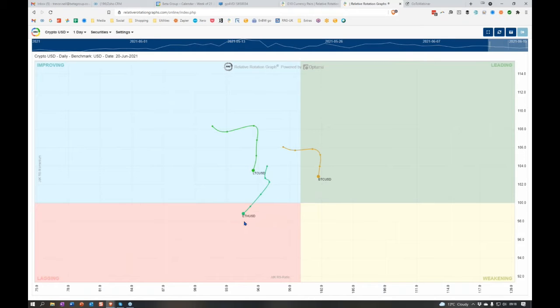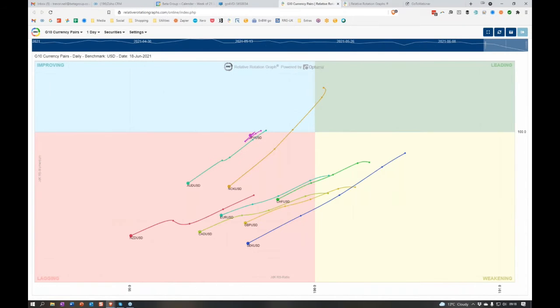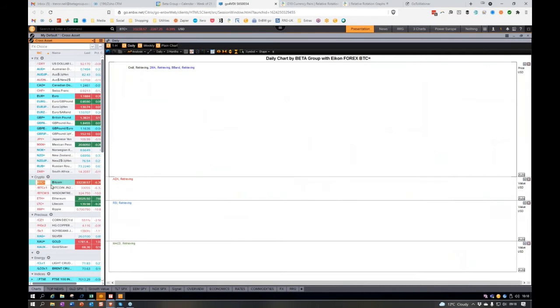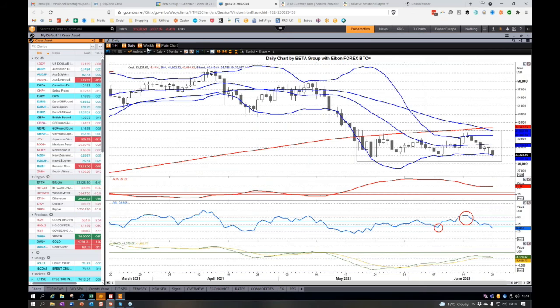Ethereum's in the wrong direction completely. It's heading southwest. That means if it's heading west, it's weakening against the dollar, and south without positive momentum. So it's very weak indeed. So with that in mind, let's have a look at the charts. Start with Bitcoin. So let's look at the weekly chart here.